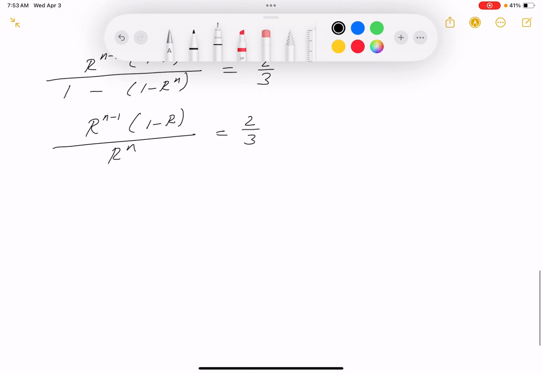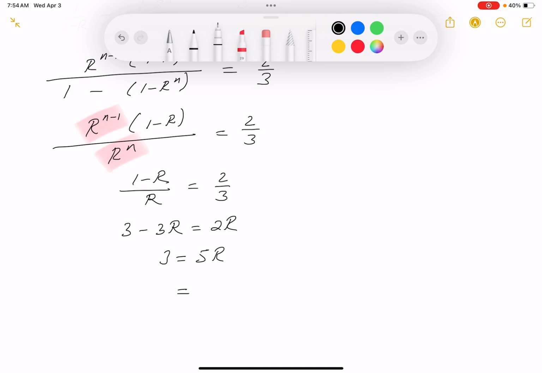All right, I'm going to reduce it now. And you get 1 minus R. And I'm looking at this over here. Do you want to reduce that? That would just give you an R in the bottom. And that gives you 2/3 now. I'm going to clear the fraction. It's going to give you 3 minus 3R equals 2R. I'm going to add 3R to both sides, that's 5R. And what do you get over here? You get 3 equals 5R.